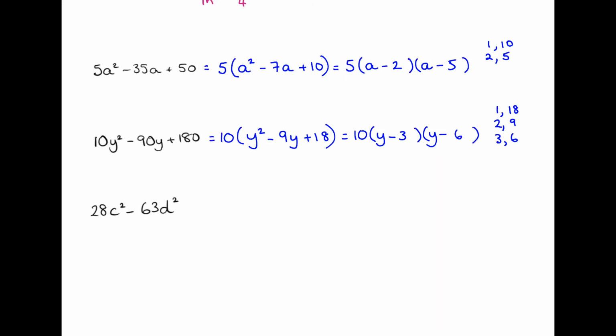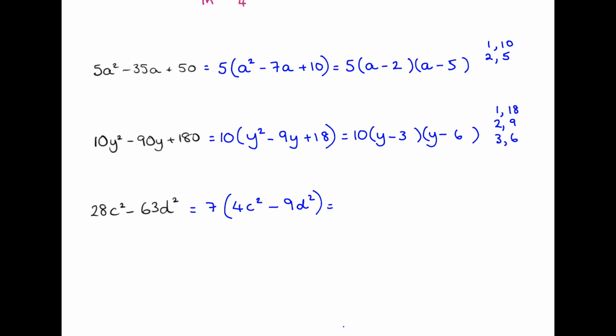Okay, and then the last one, let's have a look here. A bit more tricky to spot the common factor this time, perhaps. Have a look at those numbers, 28 and 63. Which times table will you find both of those in? Well, that's the 7 times table. So 7 is the common factor. And we're going to have 4c squared minus, now 7 9s are 63. So it's minus 9d squared.